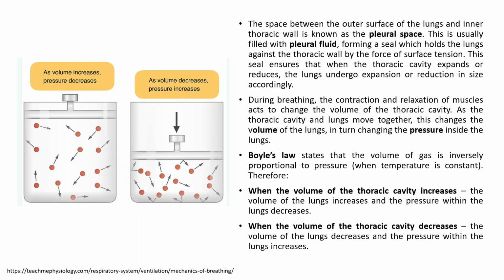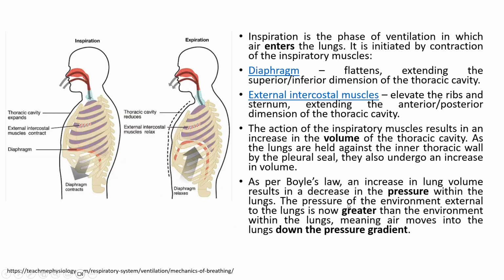So when the volume of the thoracic cavity increases, so you have taken in a breath, the volume of the lungs increases and the pressure within the lungs decreases. And when the volume of the thoracic cavity decreases, so essentially your diaphragm is back to being dome shaped, and the rib cage is contracting, the volume of the lungs decreases and the pressure within the lungs increases, so that forces the air out of the body. Okay, so that's how this law in physics actually regulates how air is going in and out of our lungs, right?